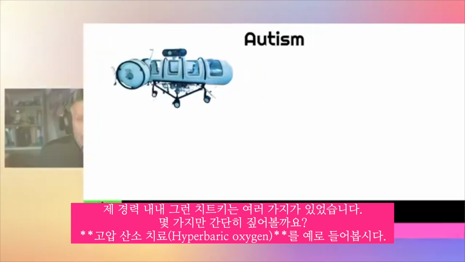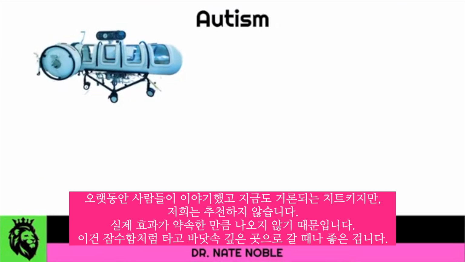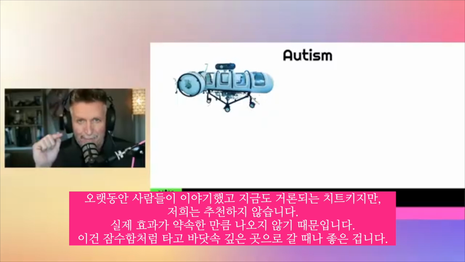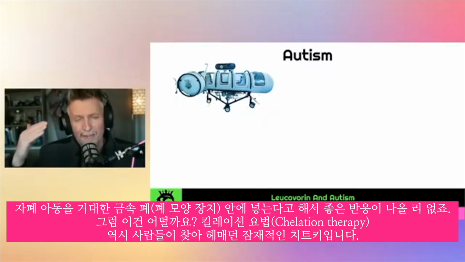Let's talk about a few brief ones. Let's talk about hyperbaric oxygen. Listen, this was a cheat code that people talked about for a long time, and they're still talking about it, but it's not something we recommend because it doesn't actually deliver on its promises. The only thing this is good for is going to the bottom of the ocean as a submersible vessel, okay? Children with autism aren't going to respond well to being put into a giant metal lung.